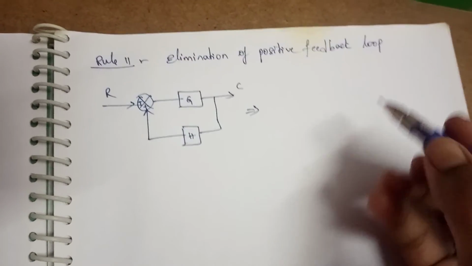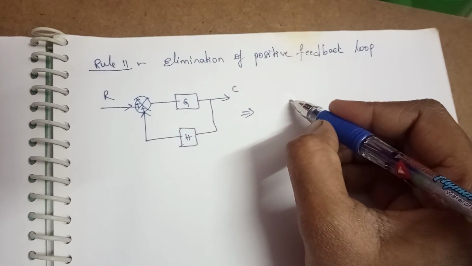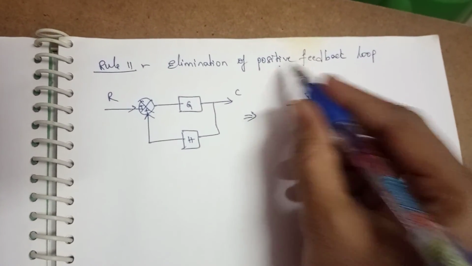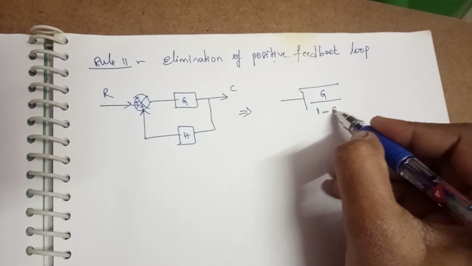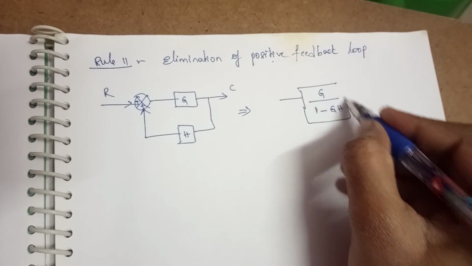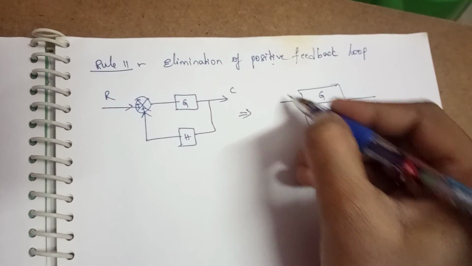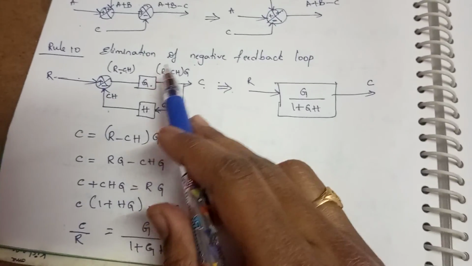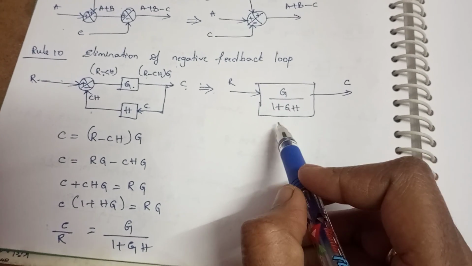Elimination of positive feedback loop. For this, we get the output as G by 1 minus GH for the positive feedback loop. R and C. So for the elimination of negative feedback, we get G by 1 plus GH.